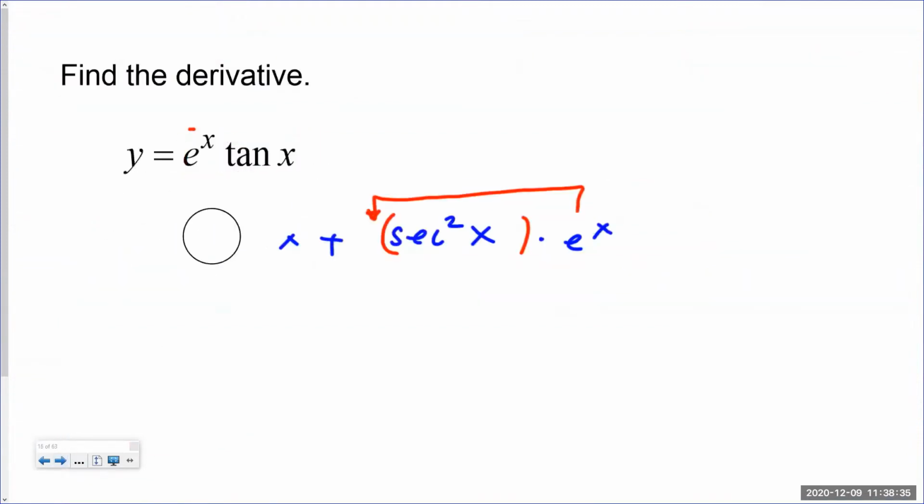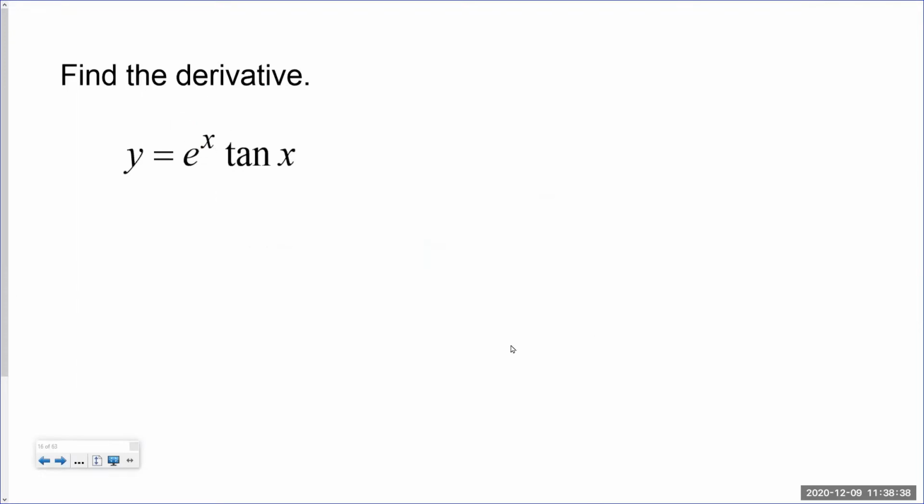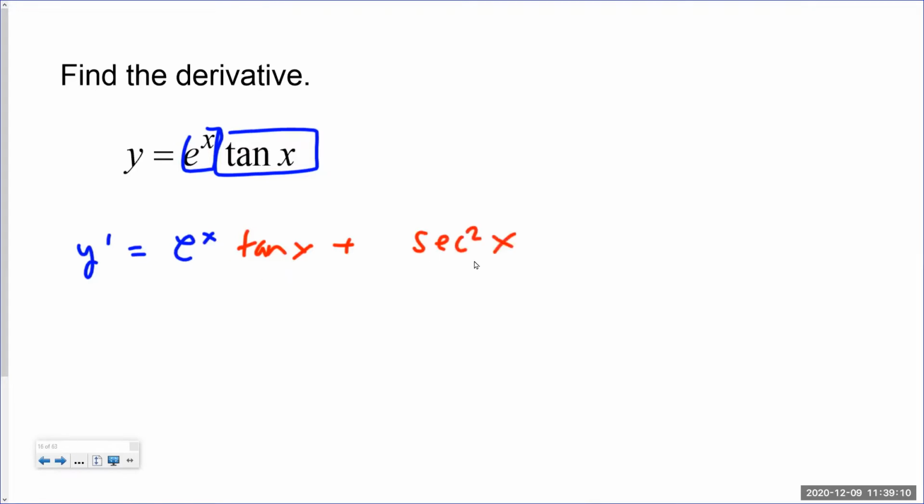All right, e to the x tangent x. How would I do this problem? Do you see that it's 2 expressions with an x, right? So it's going to be product rule. Okay, so y prime. It's going to be the derivative of the first. Well, what's the derivative of e to the x? e to the x. The derivative of the first times the second, okay, plus the derivative of the second. What's the derivative of tangent x? Secant squared x. You guys need to have this memorized for the test. So secant squared x times the first, e to the x, okay?